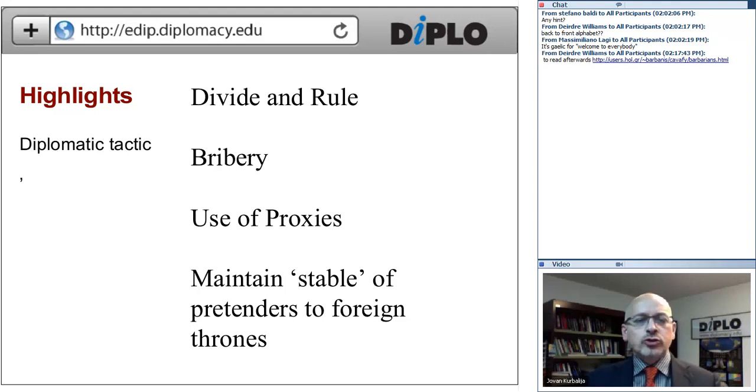Constantinople was also a place where you could find many pretenders of various foreign thrones, more or less like London in the 20th century. Therefore, they maintained some sort of stable of pretenders to foreign thrones and used them diplomatically to put pressure on the neighboring territories and tribes around Constantinople.